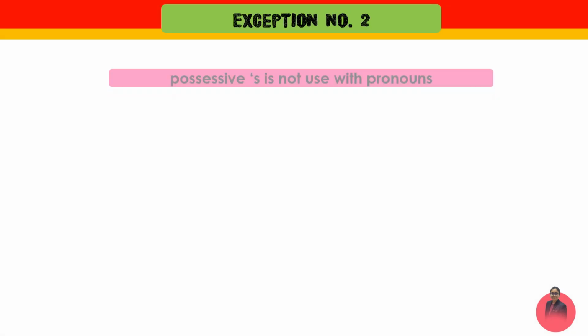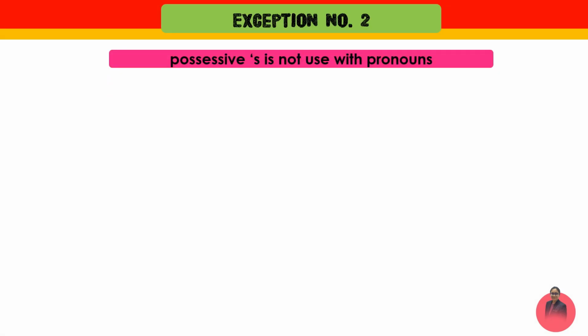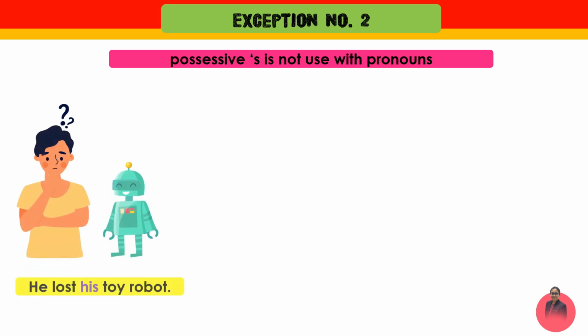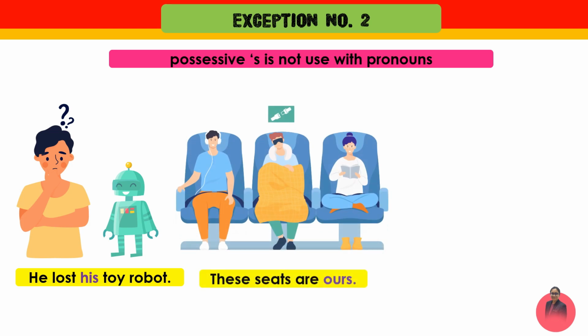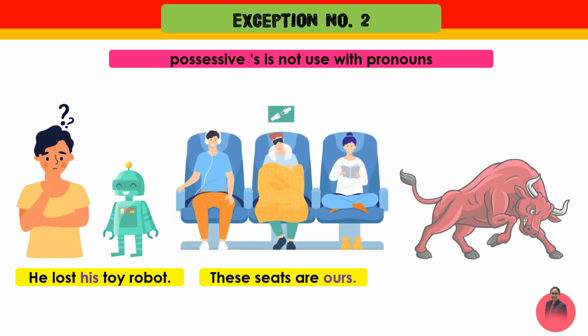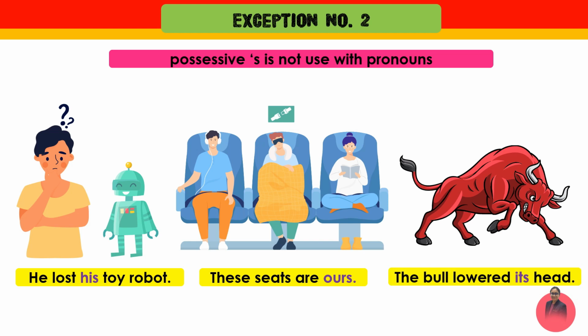Note that there is no additional letter S after the apostrophe. Remember that possessive apostrophe S is not used with pronouns. For example, he lost his toy robot. The seats are ours. And finally, the bull lowered its head. Notice that the pronoun is able to show belongings independently.